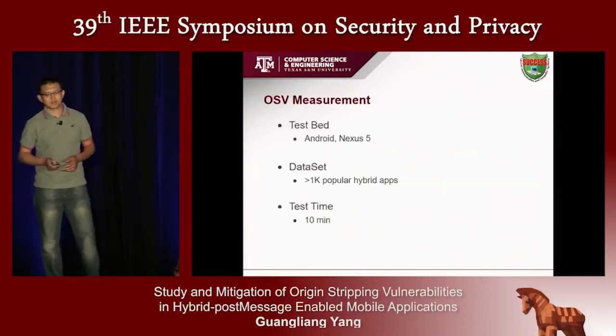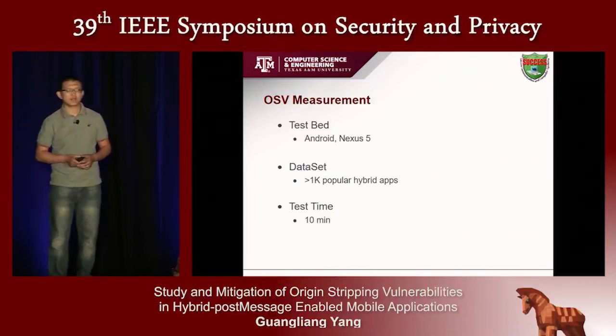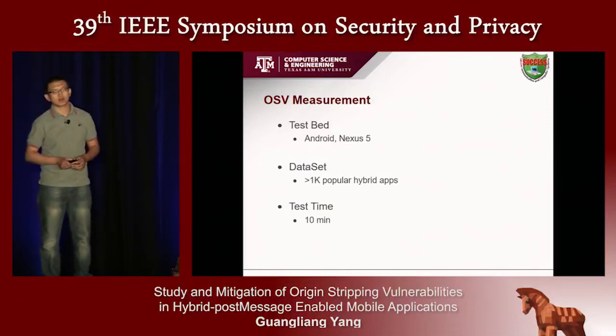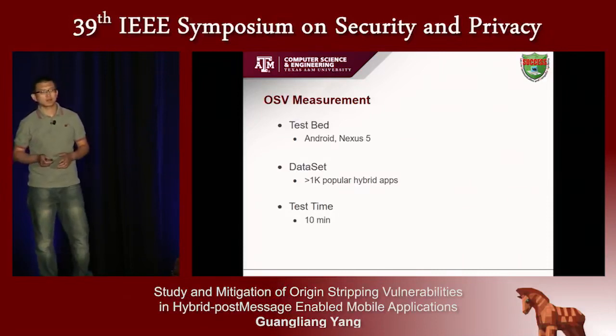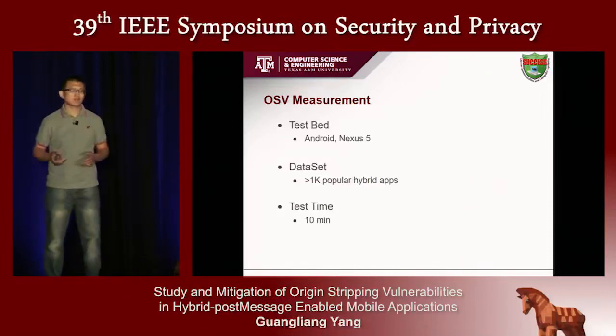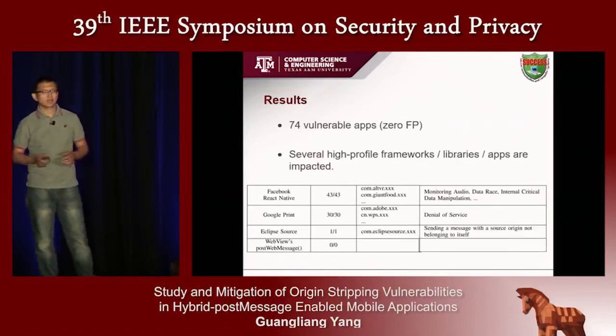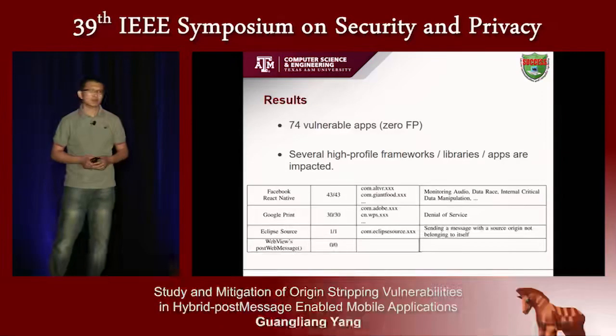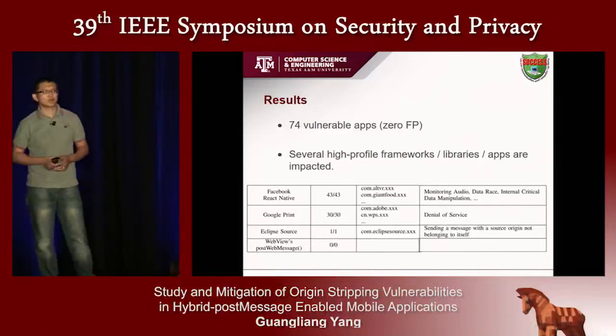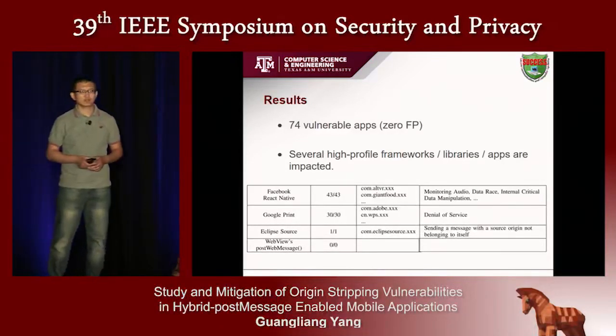OSV measurements. To measure OSV in real-world apps, we implemented OSV Hunter on Android and deployed it on a real device. We applied OSV Hunter to more than 1,000 popular hybrid apps, and for each app, the analysis time is almost 10 minutes. Finally, OSV Hunter successfully found 47 vulnerable apps, and there were no false positives.